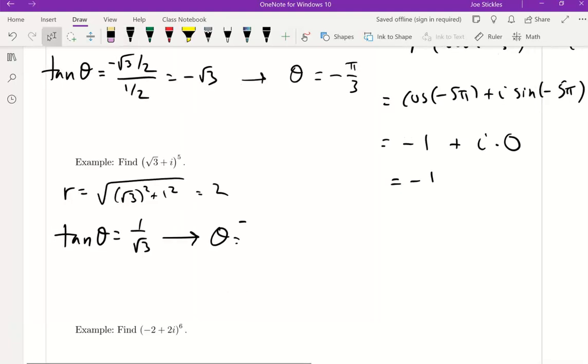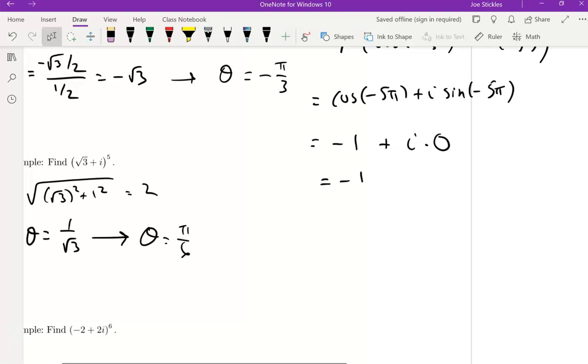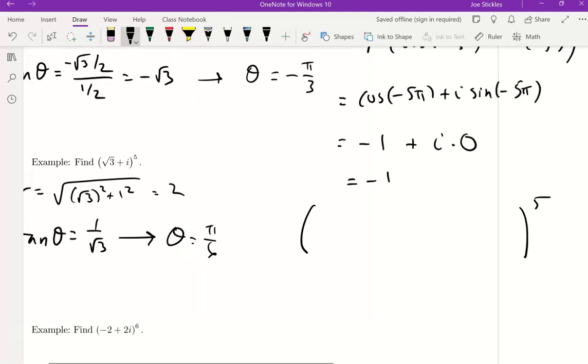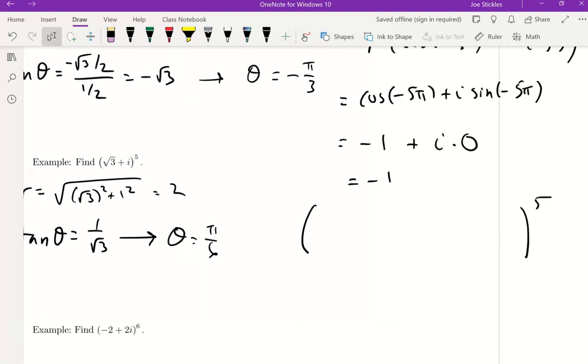Good. And is that in the correct quadrant for what we're looking for? Yep, it is, because we have root 3 plus i, correct? So what complex number in polar form are we now raising to the 5th power? How will we write what's supposed to be on the inside of those parentheses now?